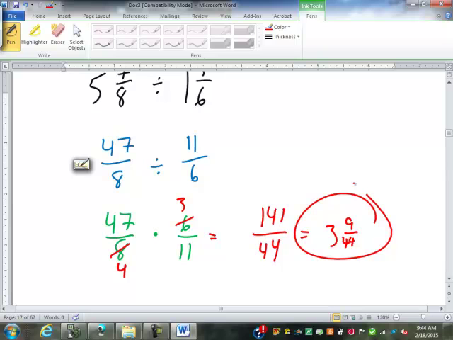See, I was right. Write that one down. 3 and 9/44. What's that, Cody? Oh, it's 47, not 42. That makes a difference, yes. Gotta get my eyes.